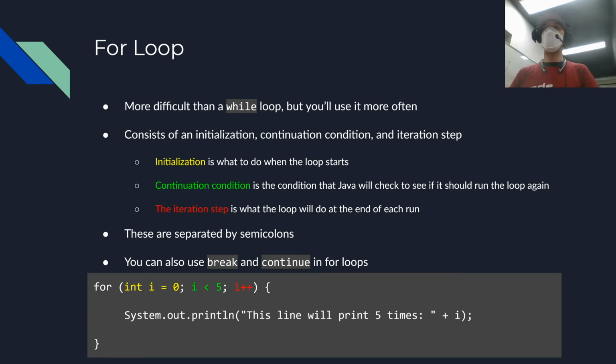The green part is the continuation condition. If this part evaluates to true, so i is less than 5, then it will continue. If it is not true, it won't run the loop again, and it'll continue on to whatever else is in your code. And the last part, the iteration step, runs after it's finished running everything in the curly brackets. Does that make sense? In this case, i++ means add 1 to i. Okay? So who can tell me what this loop will do?